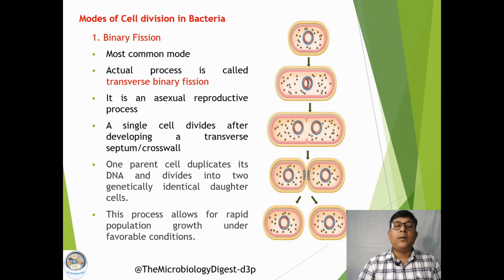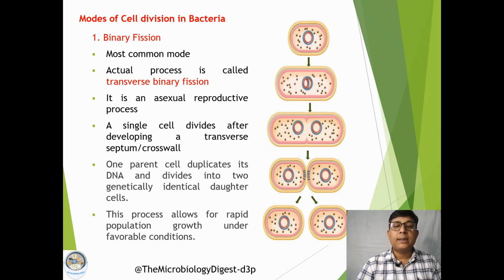Now, how does a bacterial cell divide? There are different methods, but principally there is one method, binary fission, through which almost all the organisms divide. It is the most common mode, and the actual process is called transverse binary fission. One cell divides into two new cells.